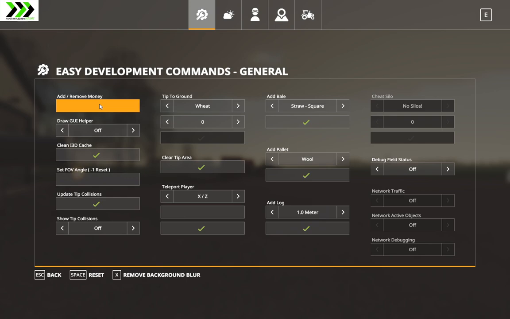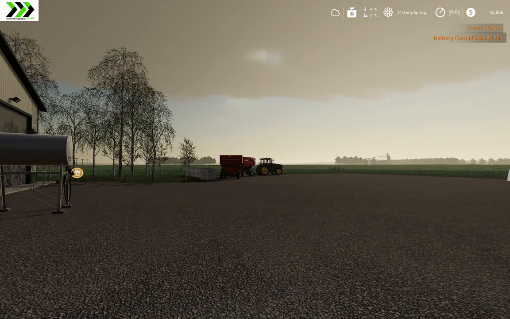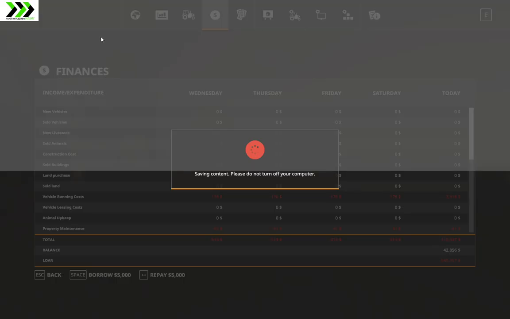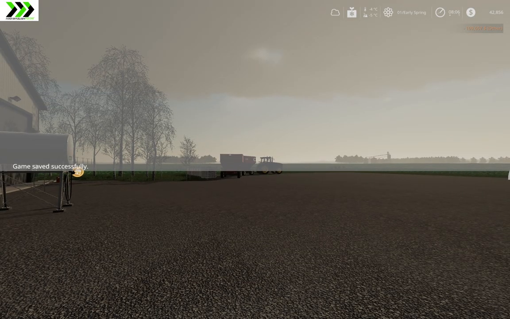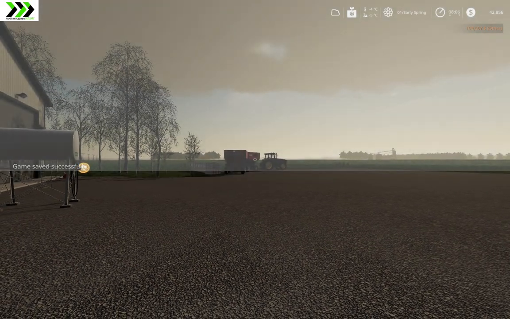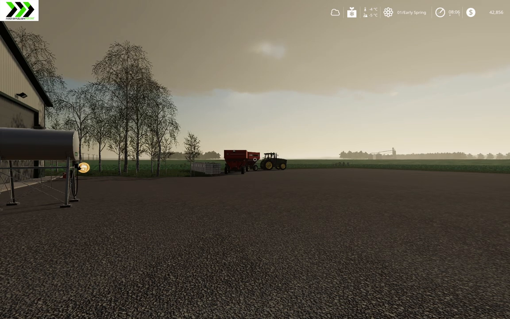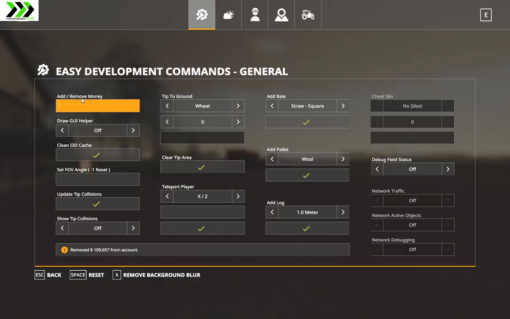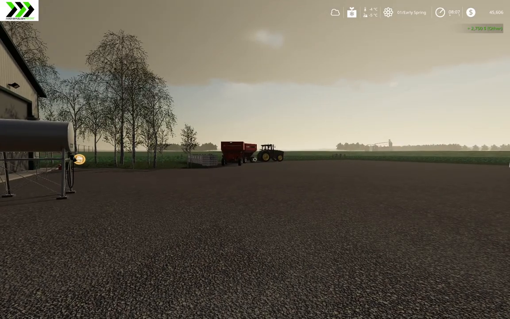Minus 109,664. Is that correct? I have to go check. 109,657. So we must deliver 27, what was it, 275, 27 something. Screw that up. 50. Don't know if that's exact. It deducted the delivery cost, which I don't want to deduct.